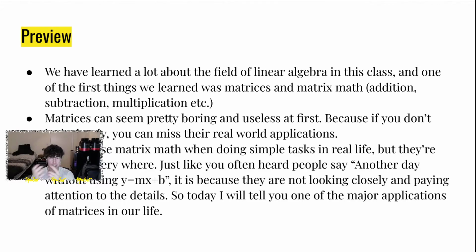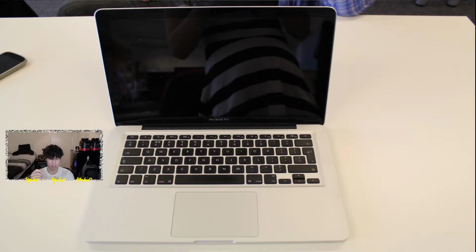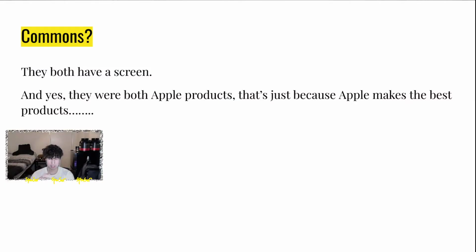So today I'll tell you one of the major applications of matrices in our everyday life, including you watching my presentation. I have a question on what this is on the screen. Okay, and what is this on the screen? The first one was an iPhone, the second one was a MacBook. And what do they have in common? They both have a screen. And yes, they were both also Apple products. That's just because Apple makes the best products. What can I say? Not a fanboy of Apple by any means.